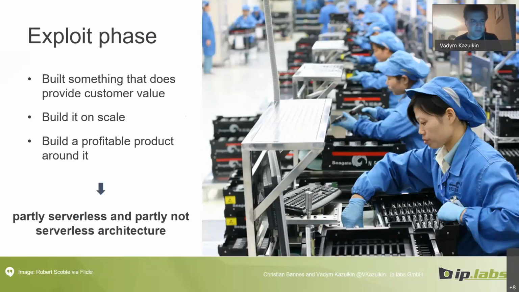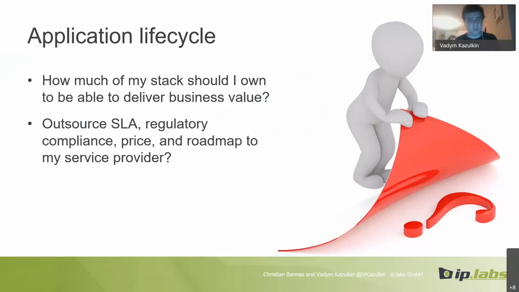But of course, if you have already built something which does provide customer value, you will probably enter the exploit phase. So you would like to build something on scale. You would like to build also the profitable product around this. And here's the situation that you will probably deal with some kind of mixed architecture, serverless and not serverless. And what you should ask yourself, how much of your stack should you own to deliver the business value, and what would you like to outsource? And by outsourcing, I mean outsource service level agreements, regulatory compliance, price roadmap, and everything else to the service provider.